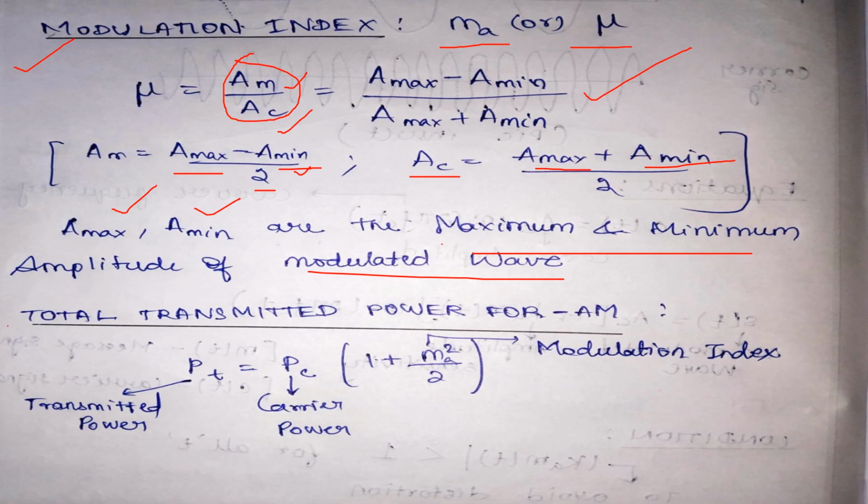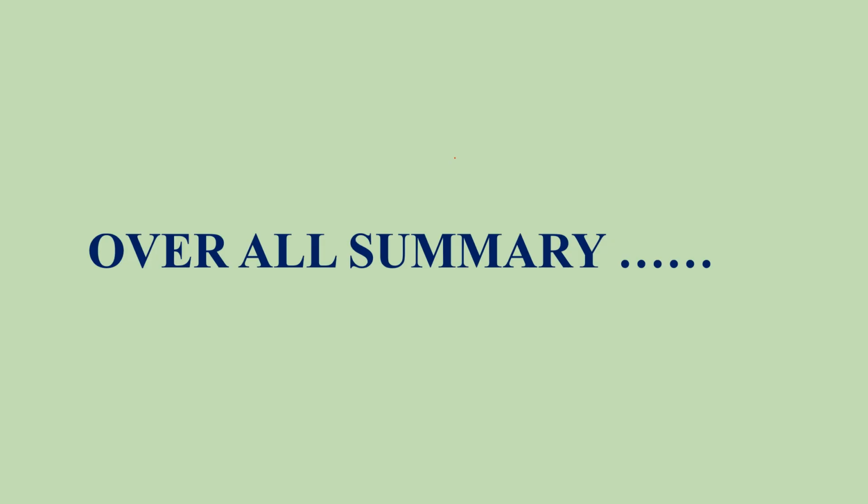Then moving on to the total transmitted power for the AM modulated wave. PT is equal to PC into 1 plus MA square by 2, where PT is the total power transmitted in the AM wave and PC is the carrier power and MA is the modulation index. This is the total transmitted power equation.